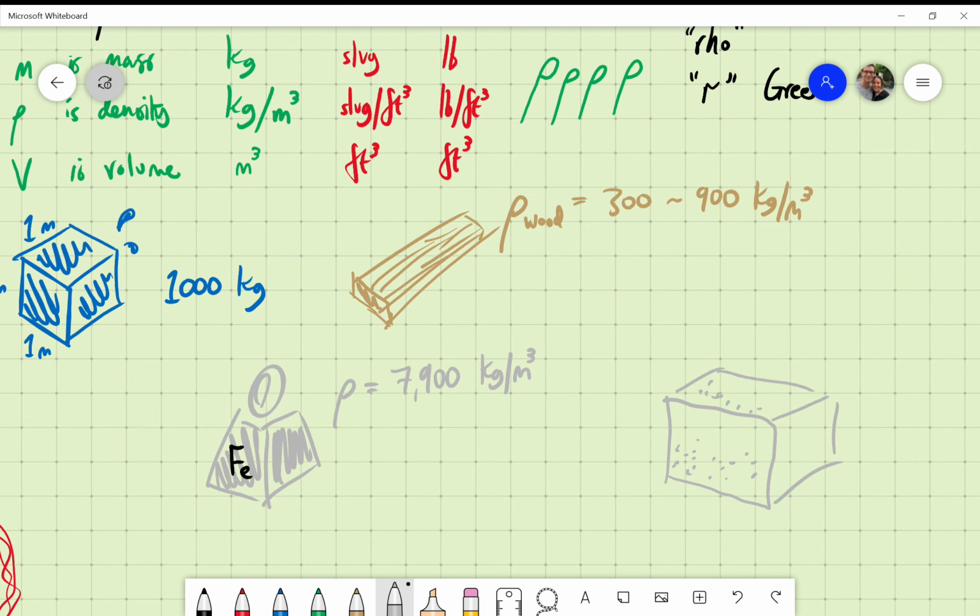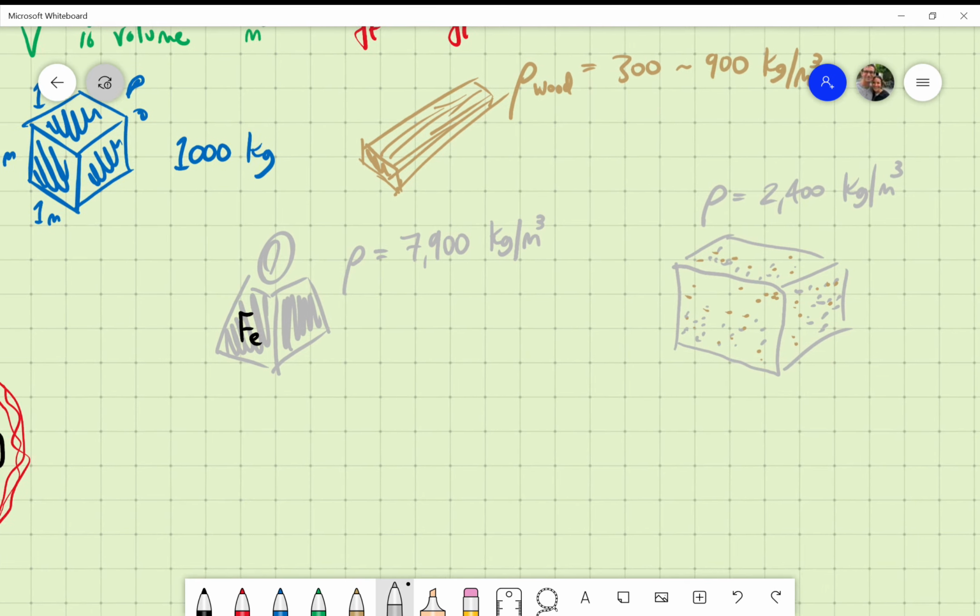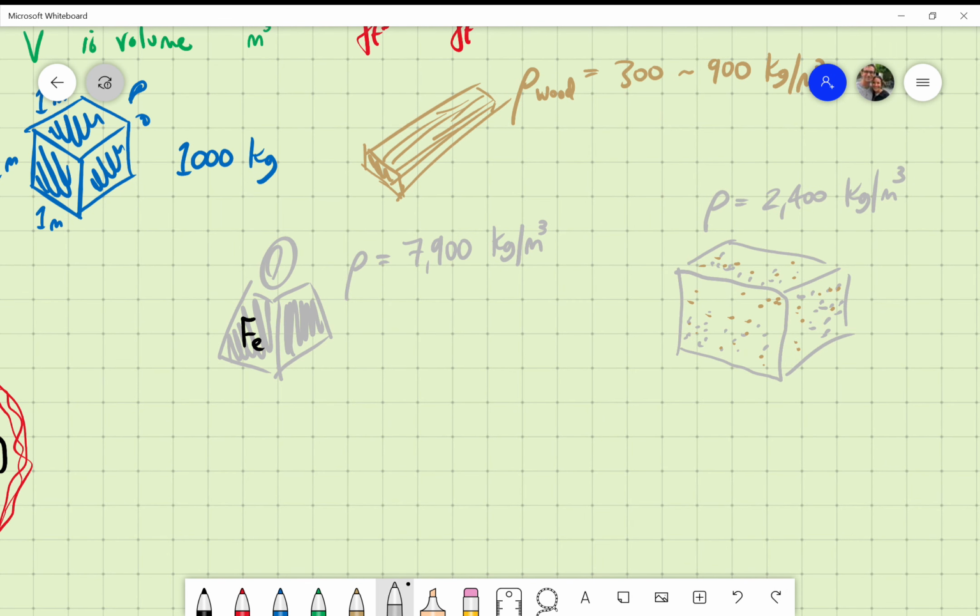You can see all the aggregates, all the stuff inside of it. Aggregate is what we call all the stones and bits and pieces that actually make up a lot of concrete that's bound together. Concrete usually has a density of about 2,400 kilograms per cubic meter. In other words, about 2.5 times more massive than water for the same volume. And again, that's a very common material to use when you're building things.